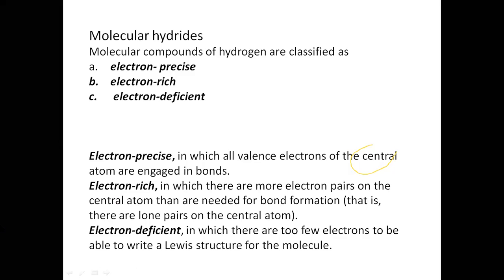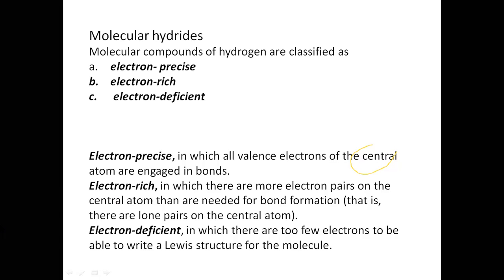Hydrides are the binary compounds of hydrogen. There are strictly three types of hydrides: molecular hydrides, saline hydrides, and metallic hydrides. The first is molecular hydrides, and we have seen examples.